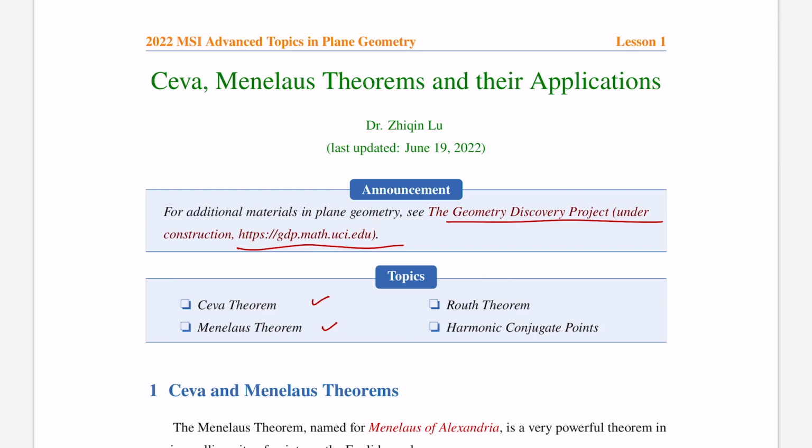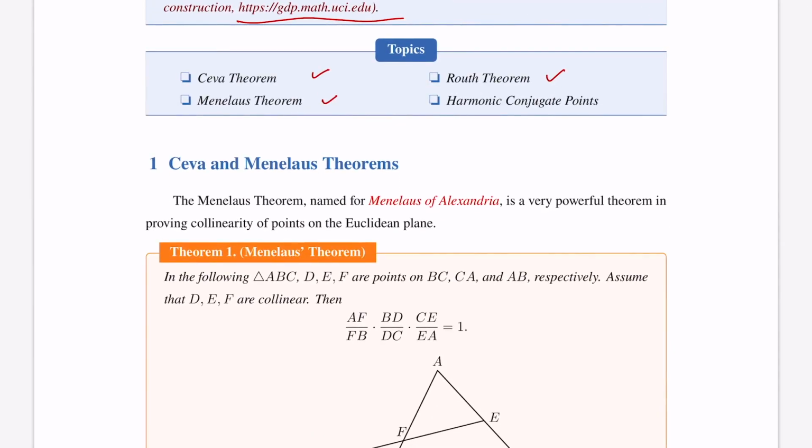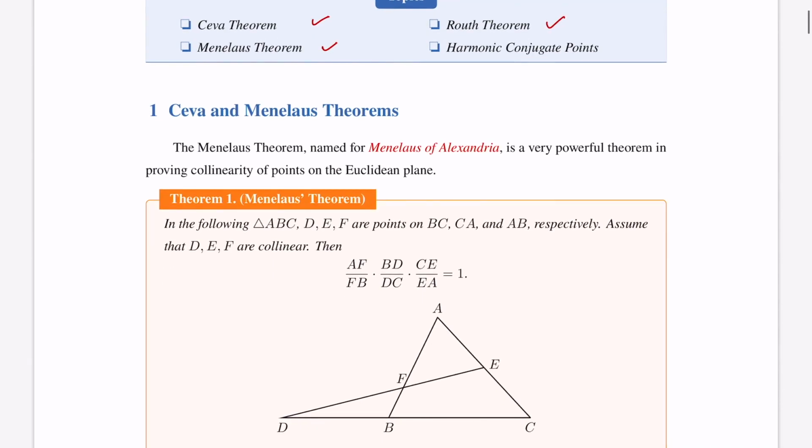And its generalization, Routh's theorem, and some applications including harmonic conjugate points and cross ratios, which are important tools in geometry. I'm going to introduce all of them and put them together and show you how these topics, if used correctly, will be very effective in solving difficult geometry problems. So let's begin with a very quick review of Ceva and the Menelaus theorem.